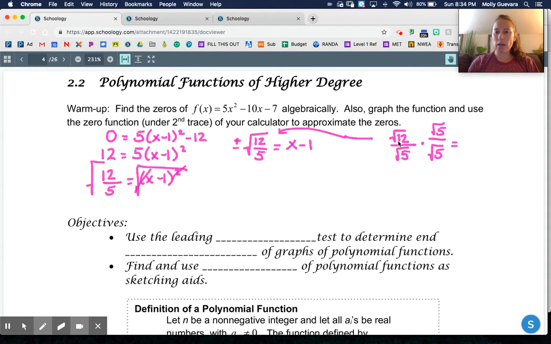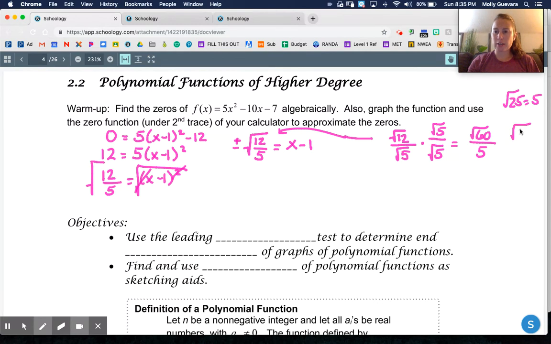Okay, so I have square root of 12 times square root of 5, which is square root of 60, over square root of 5 times square root of 5, which is square root of 25, right? Square root of 25, which is just 5. So this square root goes away, and that's the whole point, so that the square root goes away. So I've gotten rid of the square root on the bottom.